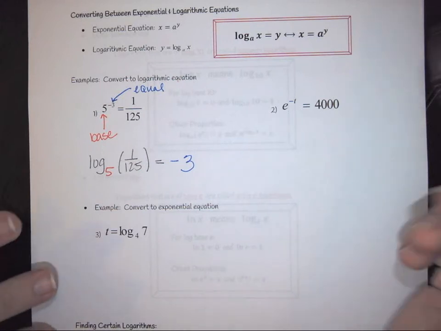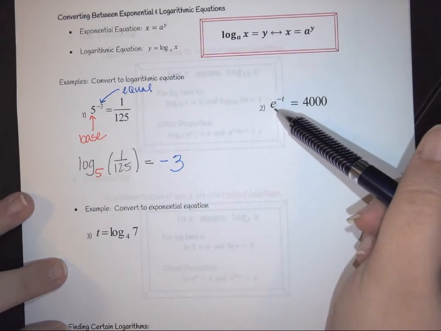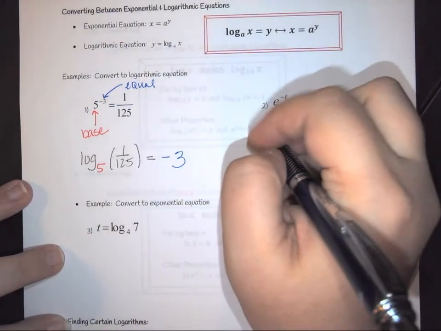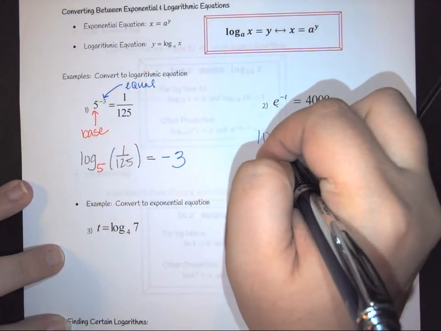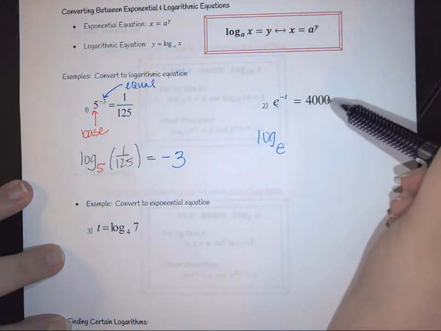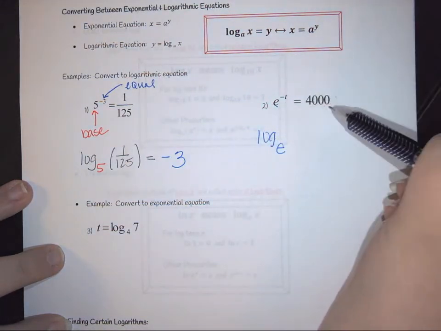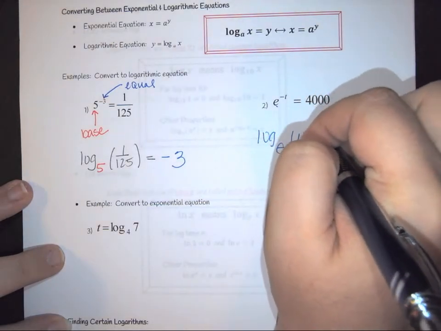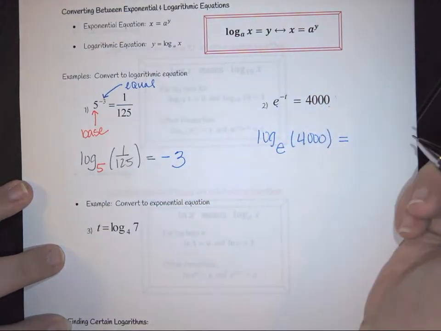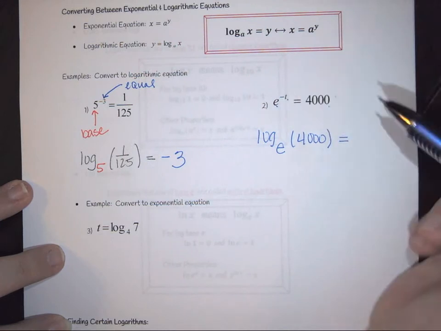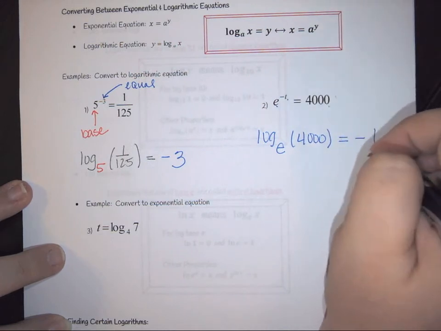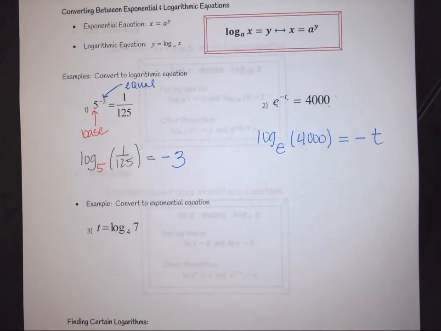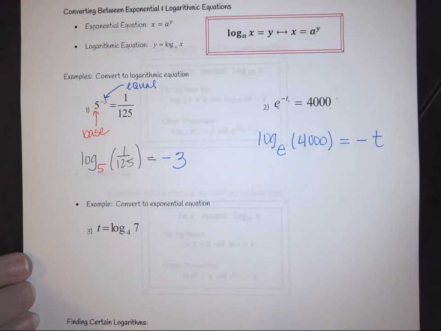So again, we can do it again. E is going to be your base, so this is going to be your log base E. This 4,000 is what we're taking the log of, so the log of my 4,000 is equal to my exponent, -t. And since all we want to do is convert, that's all you would do. You would simply leave it at that.